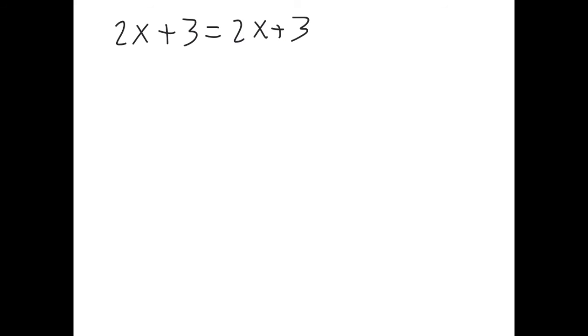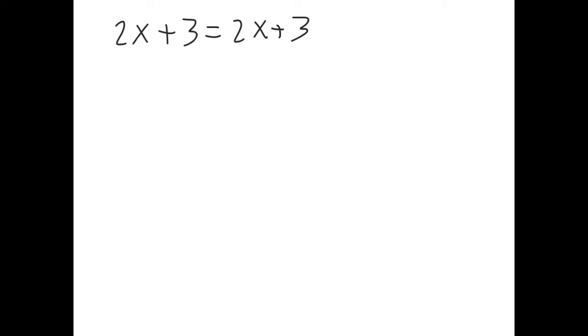Alright, here's the final example that I'm going to do today. So let's go through the steps again. Step 1, distributive property. No parentheses, skip it. Step 2, combine like terms. On the left side, something with an x, just a number, no like terms to combine. Right side, something with an x, just a number, no like terms to combine. So we can skip that one as well.